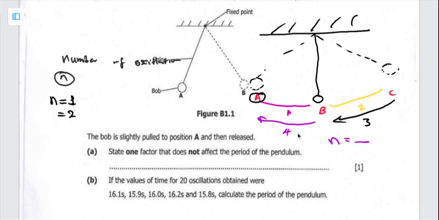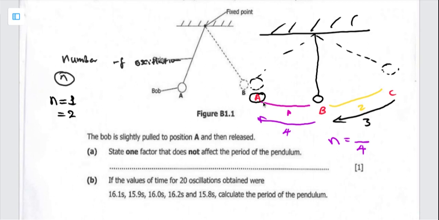Favorable outcomes, the movement of the bob. Is it from A to B, or is it from A through B up to C? If it is ending at B, you're going to put 1 on top. If it is ending at C, how many movements? 1, 2. So you're going to put a 2 on top.